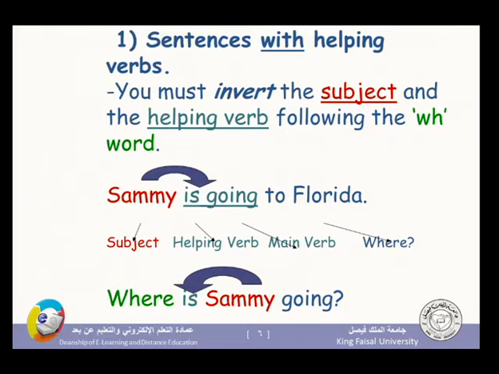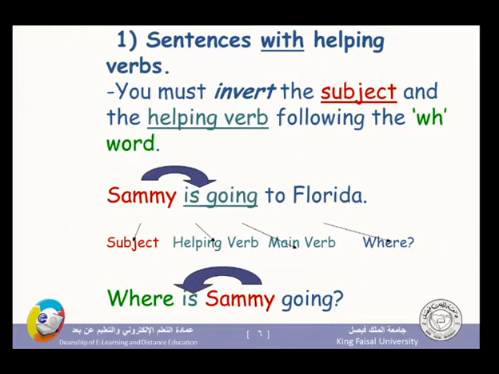Sammy is going to Florida. Sammy is the subject and is is the helping verb. So the only thing I do is invert: Sammy. I want to ask about the place. Where is Sammy going? That's it. Sammy is going to Florida. Is Sammy going to Florida? Or is Sammy going? I want to ask about Florida, which is a place. I locate where, then it becomes: where is Sammy going?